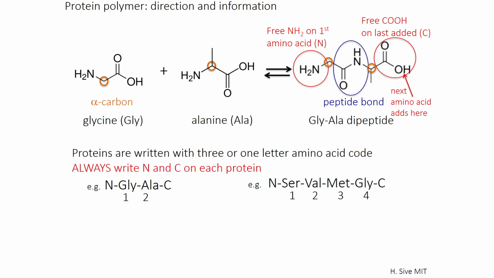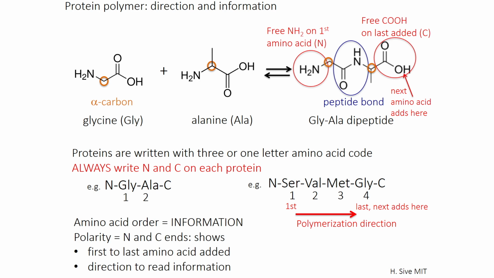When we write proteins, we write with the 3 or the 1-letter amino acid code. We always, and this has another parallel to nucleic acids, write the amino end and the carboxy end. Here I've got a couple of example peptides, little tiny proteins with their amino and carboxy ends indicated. And here again, the direction of polymerization.